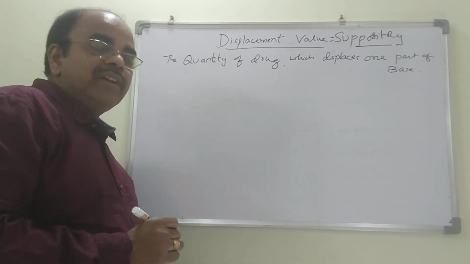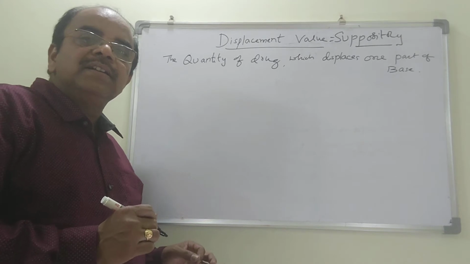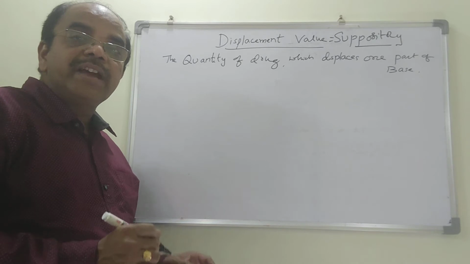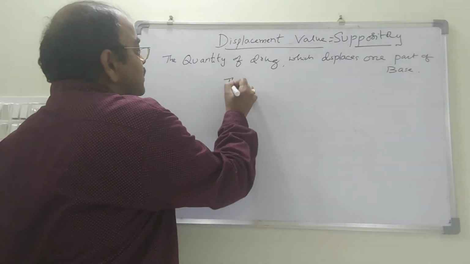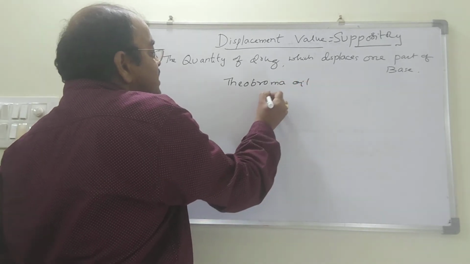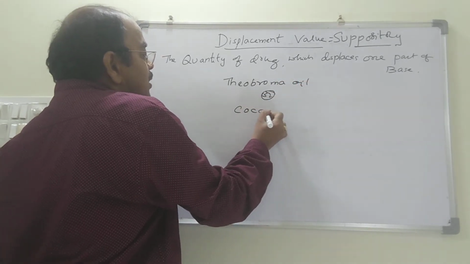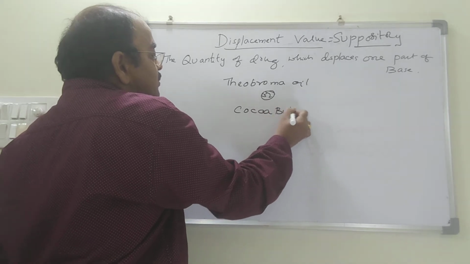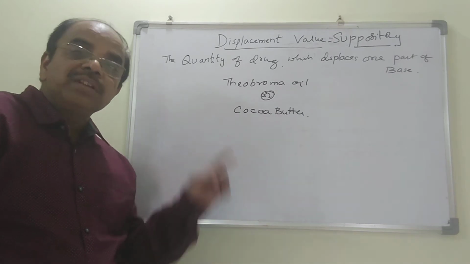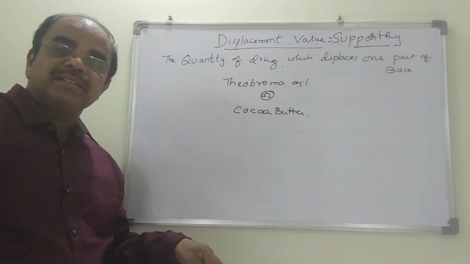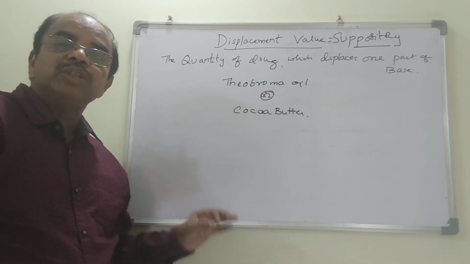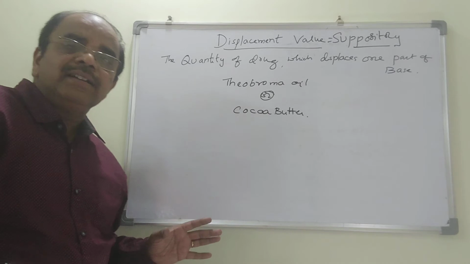Suppositories. Okay? When you prepare suppositories, there is an importance for the displacement value calculations, particularly when you are using the base theobroma oil, otherwise called cocoa butter. Both are the same, cocoa butter or theobroma oil. When you are using this as a base in the preparation of suppositories, we have to do some calculations based on the displacement value. Why?